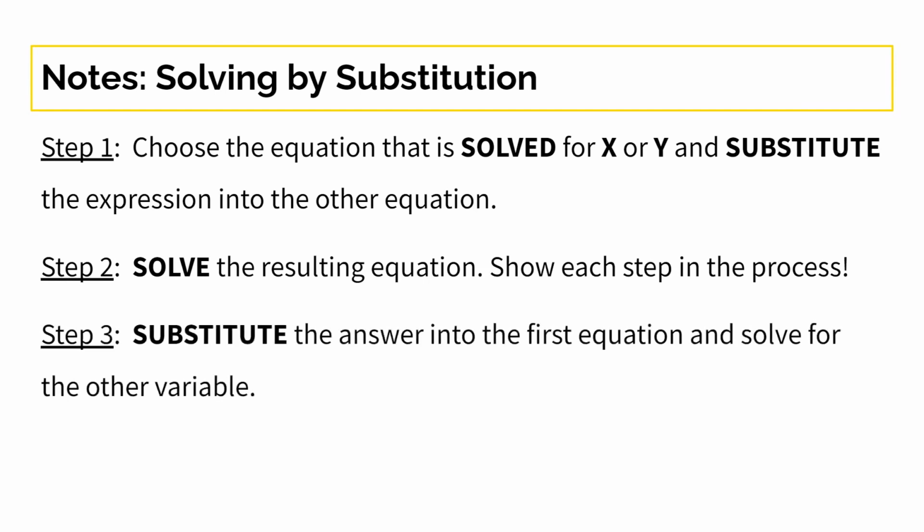Step 3 is to take that answer and substitute it into the first equation to solve for the other variable. So step 2 gives us the first half of our solution. Step 3 gives us the second half of our solution. You should write your solution as an ordered pair, x comma y, just like we practiced last week. We always want to write that point of intersection as a set of coordinates or an ordered pair. Let's go ahead and practice that with two examples.